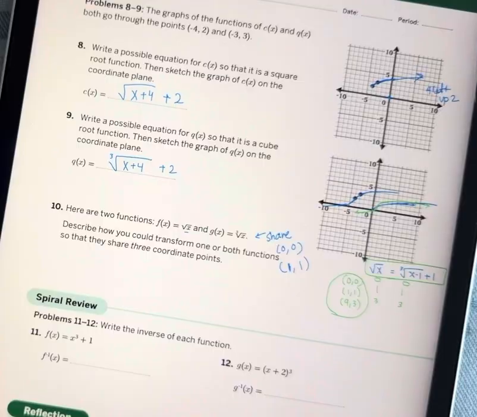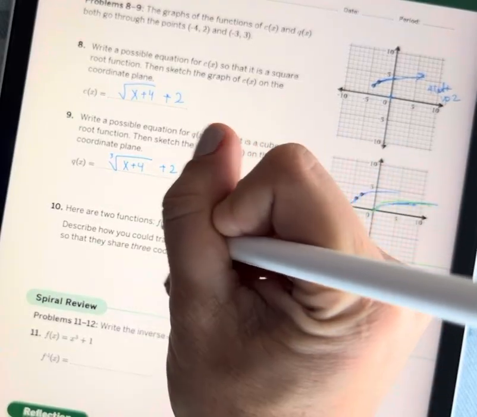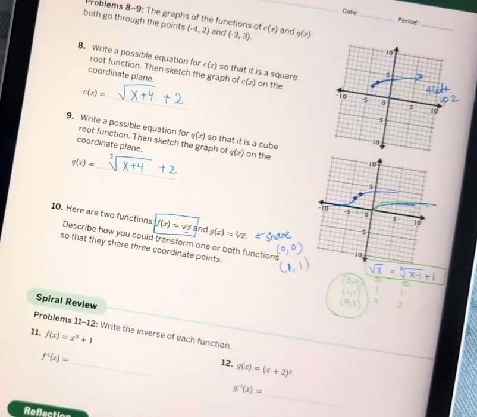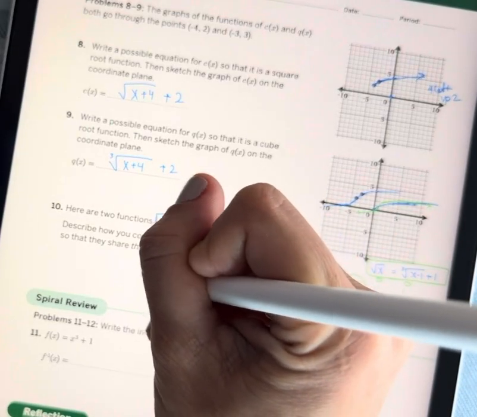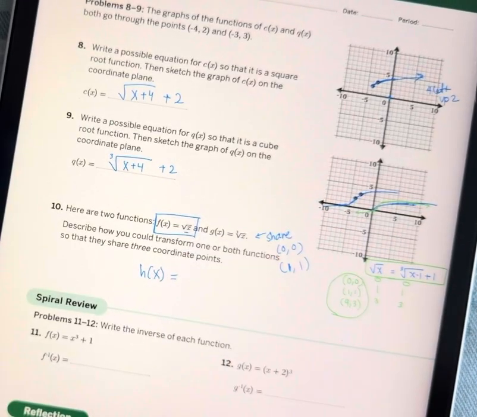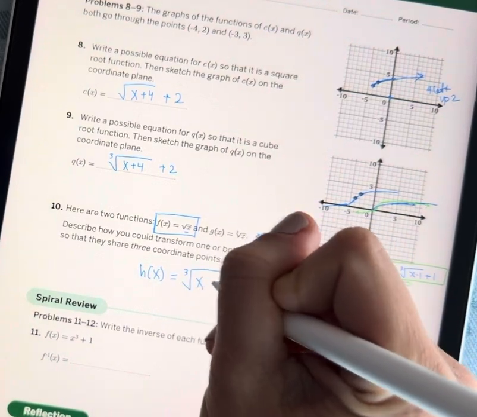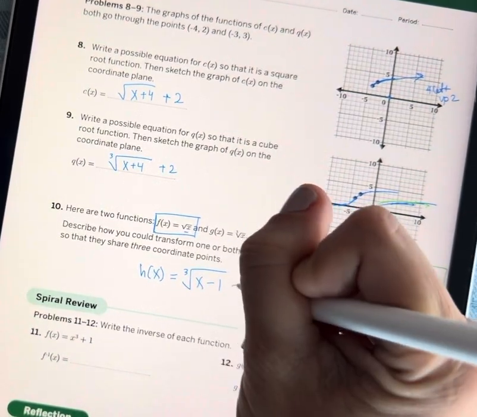Transform one or both of these functions. I'm not going to transform f of x. F of x will remain f of x. But g of x I will transform. Let's call it h of x. And it's going to be this right here. Cube root of x minus 1 plus 1.